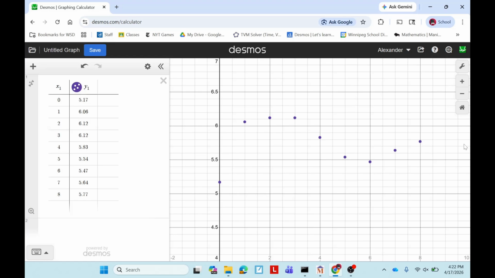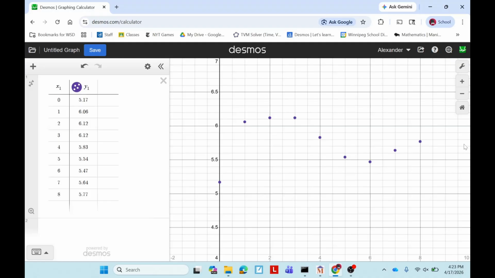So in part A, it says use your calculator to produce a scatter plot. We did that. Part B, draw the graph and describe the trend in data. Again, I'm not going to draw the graph here. You can see it here for yourself, but I would say the trend is it's fluctuating. It's going up and down.